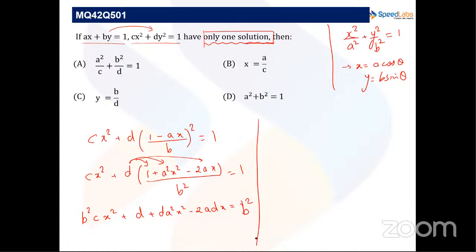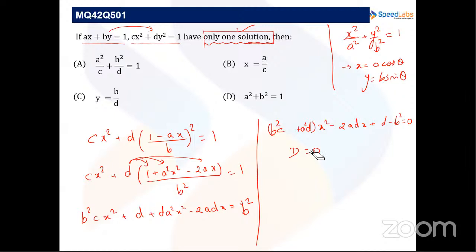If we take b square this side, on simplifying, our equation will be reduced to (b square c plus a square d) x square minus 2adx plus d minus b square equals 0. Now this is a quadratic equation, and if it has only one solution, then the discriminant of this equation should be 0.